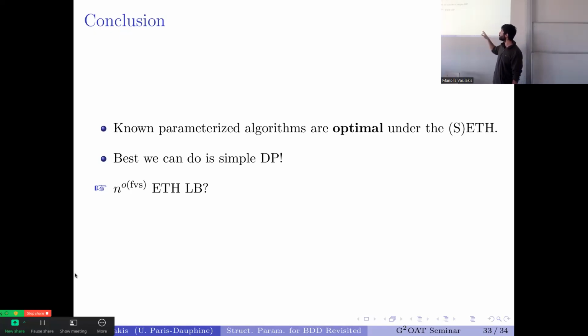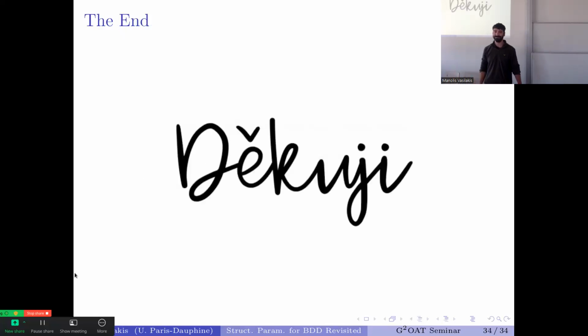So the reduction they mentioned in the beginning, where they showed the W[1] hardness by tree depth, it was a deletion set to trees of height 3. So they do obtain a quartic lower bound as well, but we don't know whether we can do better for graphs of bounded feedback vertex set. And that's it. And thank you.